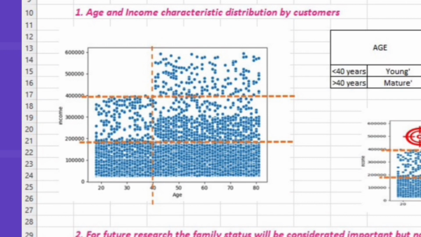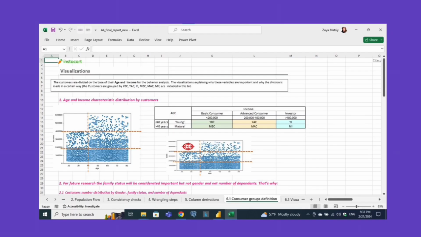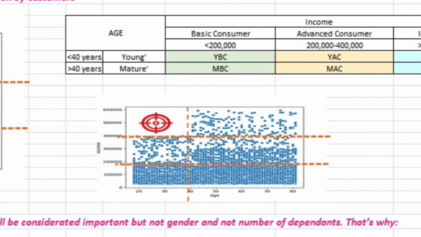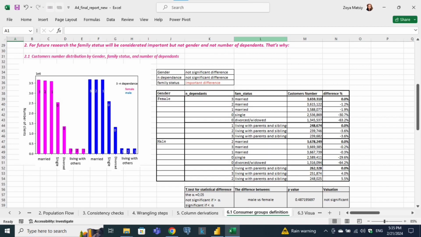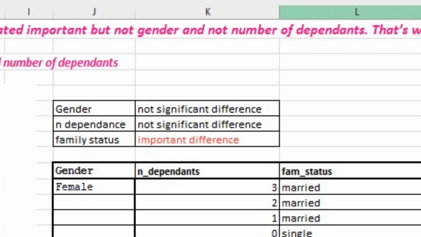Critical income levels are identified at $200,000 and $400,000 annually. In terms of age, the critical point is at 40 years. Remarkably, at this step, we uncover a compelling insight: a complete absence of customers with high income and below 40 years old. Through another graph, we assess if data clusters by gender, number of dependents, and family status. Only family status proves relevant.